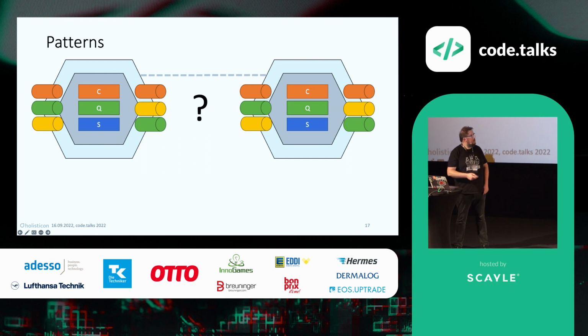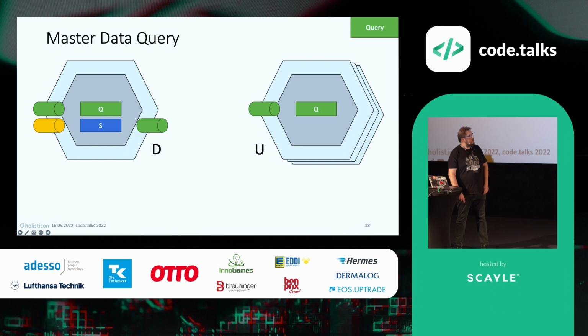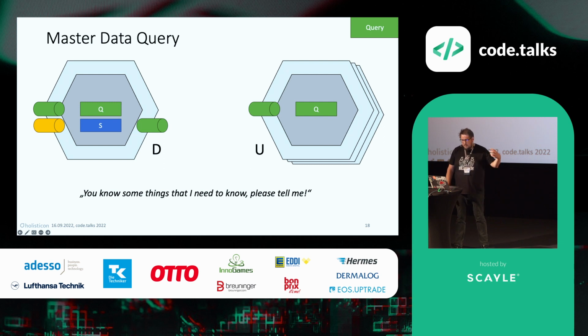Let's start with the first one for the query side. This is pretty easy. It's a master data query, as we called it. You remember the semantics Simon told you about. We are on the downstream side, so on the right side we have an upstream component. This is just working. It doesn't need us to fulfill its purpose. We are on the left side, downstream, and we want some information. The good thing is we just ask and we get this information back. Perfect.